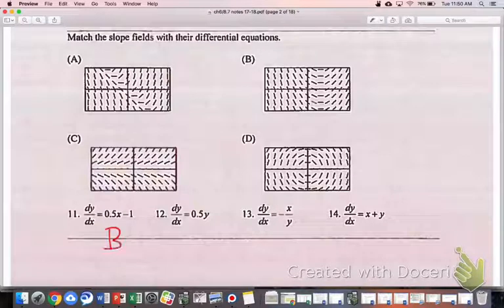$11 does go with B. You guys notice a vertical pattern? Was that your key on that one? Okay. Number 12. What do you guys think number 12 is? C, horizontal pattern goes with only y.